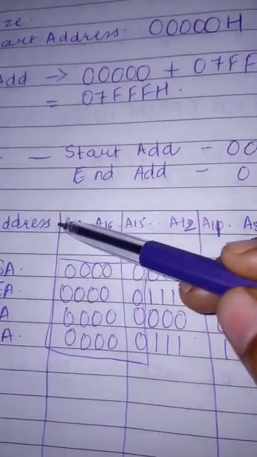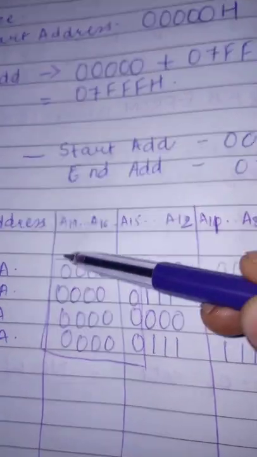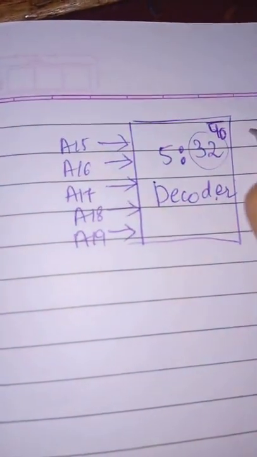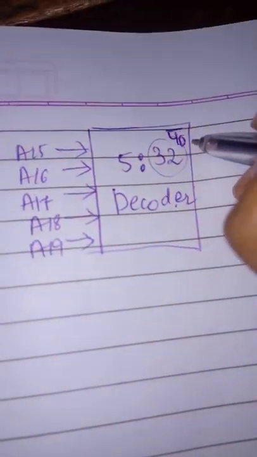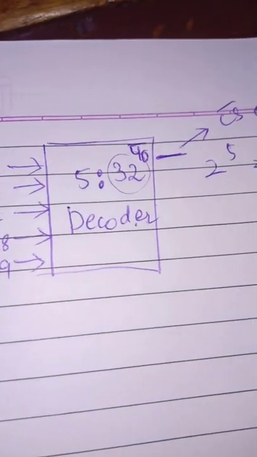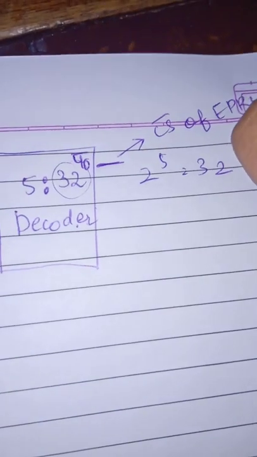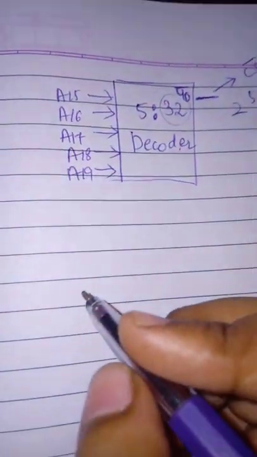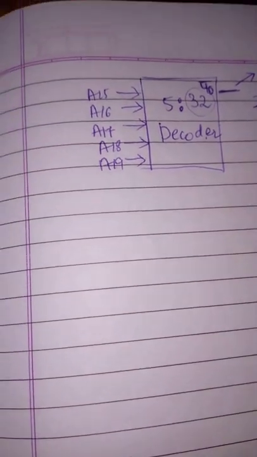Now as here A15 to A19 all bits are 0, the output will be Y0 bar, and this output will go to CS bar of the EEPROM. Okay, now the decoder has been done. Now we'll make the actual interfacing diagram.